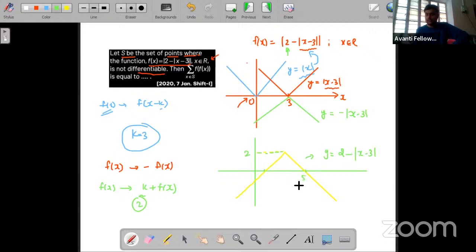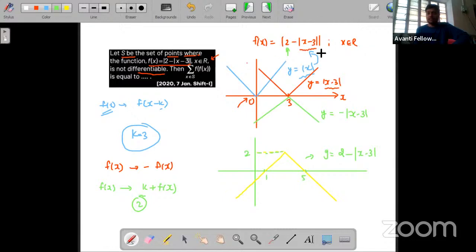So this is 5. And similarly, in this way, I can also put x = 1. So 1 - 3 is -2, but modulus is there, so 2. 2 - 2 is 0. So this is 1. Clear? So we have gone through this graph.